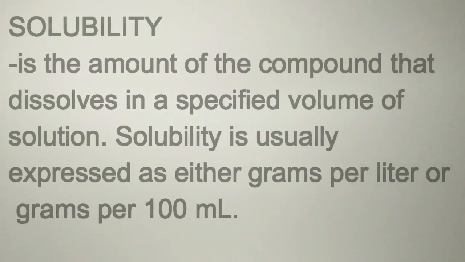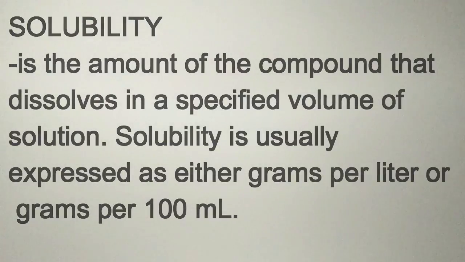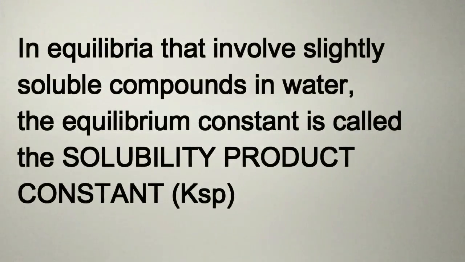To start things off, let us define some key terms that will help us understand the topic. Solubility. Solubility is the amount of the compound that dissolves in a specified volume of solution. Solubility is usually expressed as either grams per liter or grams per 100 ml. In equilibria that involve slightly soluble compounds in water, the equilibrium constant is the so-called solubility product constant or KSP.